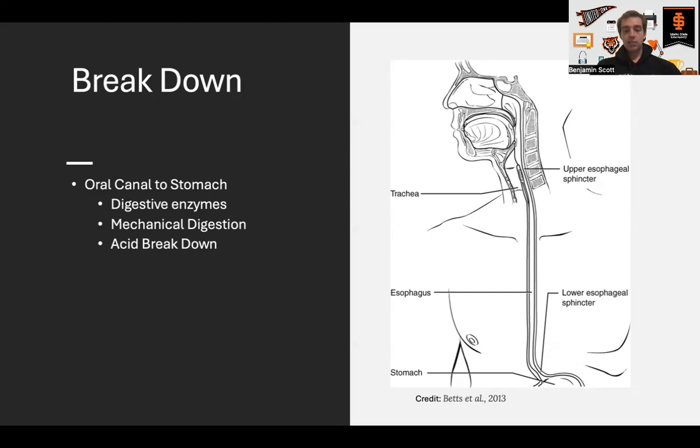that continue to break down food, as well as acid. This acid is responsible for breaking down stuff, and then you have muscles in the stomach that help with further mechanical digestion, breaking stuff up, making it into what's called chyme, which is almost like a paste.